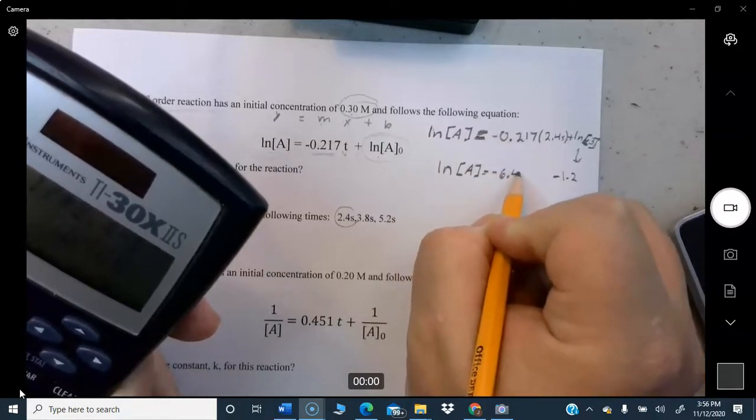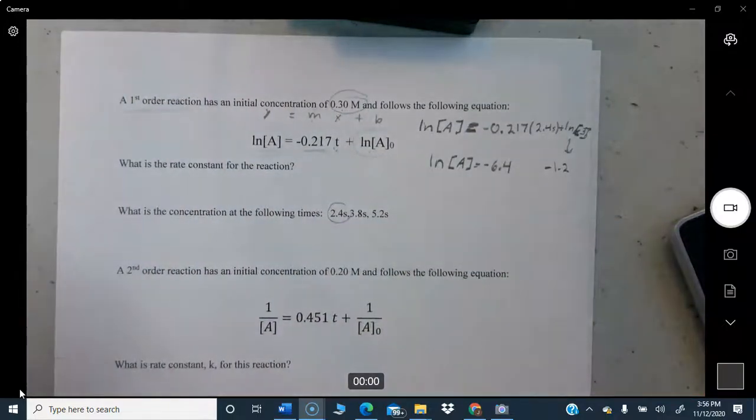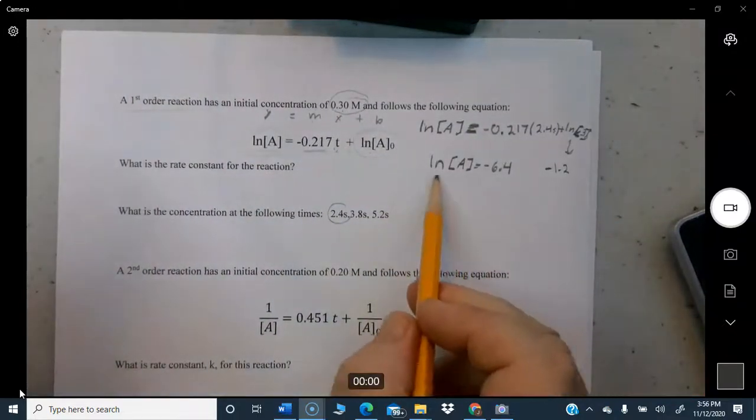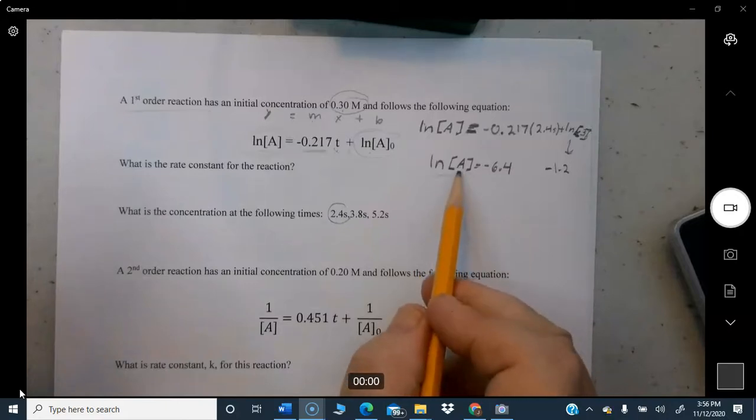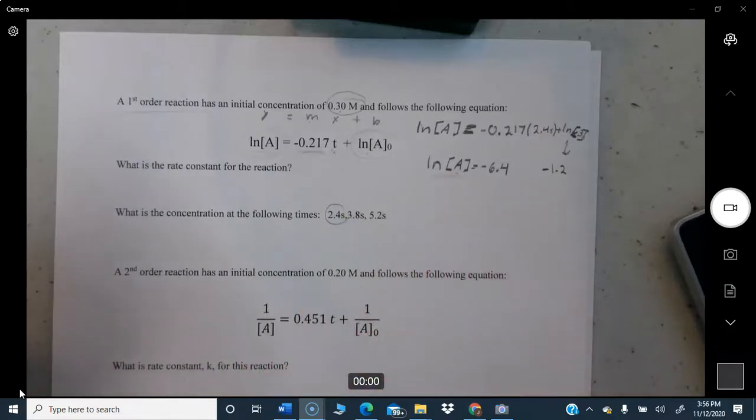I'll just leave it at 6.4. Okay? Negative 6.4. So that's your answer, right? Wrong. You don't want to know the ln of A. You want to know what A is. You want to know what the concentration is. ln is just a tool we use to get to it. So what do you do now? How do you get that A out of the ln? It's stuck inside of that ln.